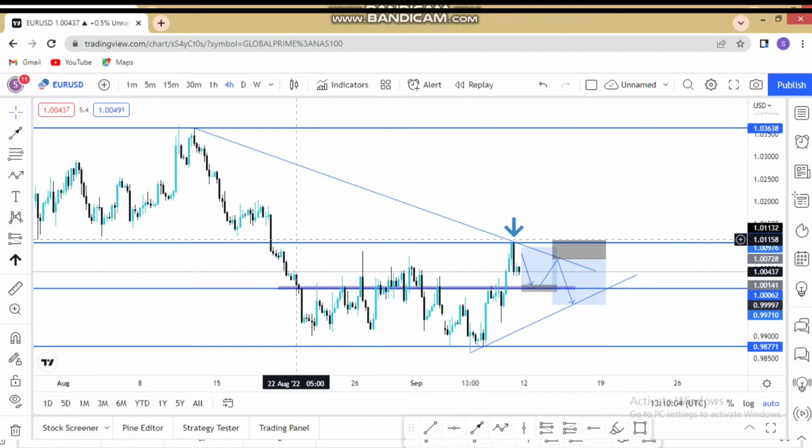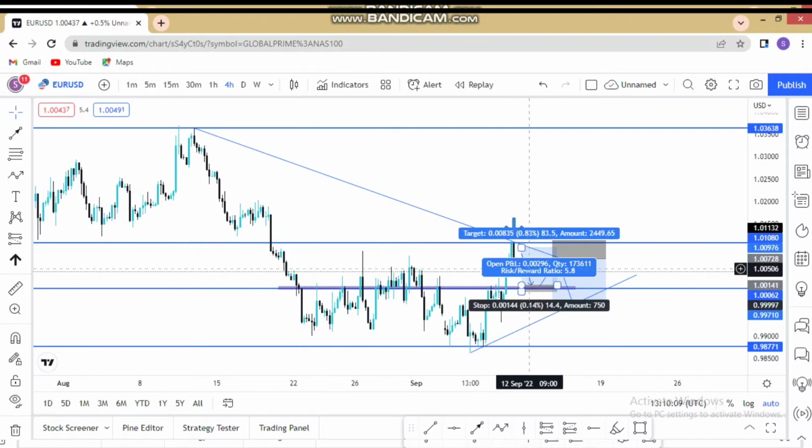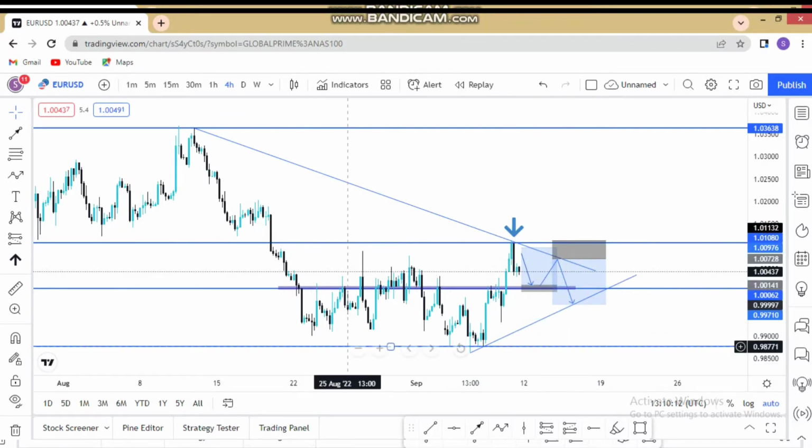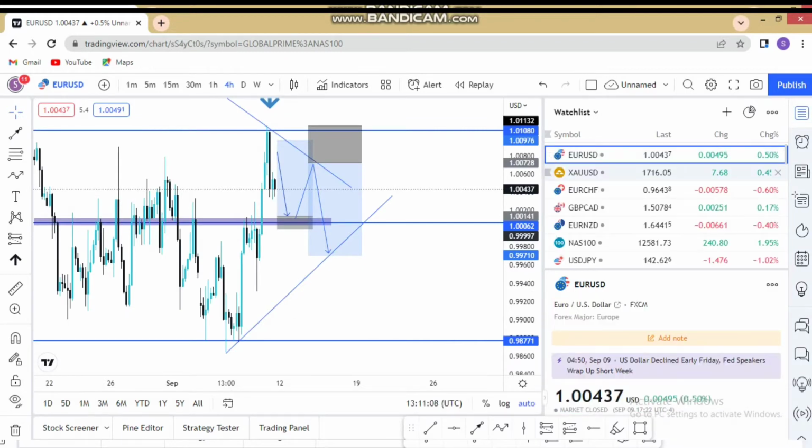So guys, this week this is what's going to happen. Expecting a buy from this point and a sell from this trend line if the market doesn't break that trend line. Okay, guys, so now let's check for another pair as we are done with EURUSD.